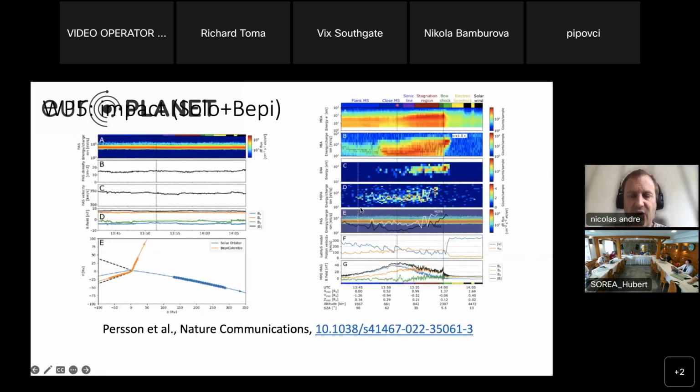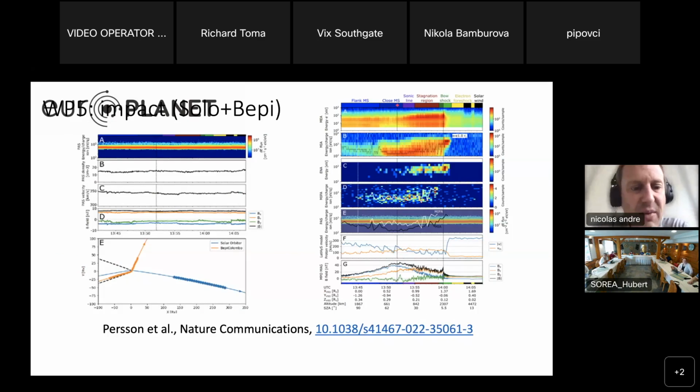We had also at that time, during the program, the flyby of Venus by Bepi Colombo and Solar Orbiter. It's not a dual flyby, but it's almost a dual flyby because there was only one day between the two flybys. And it was very interesting for us because at the same time, you could use either Bepi Colombo as a solar wind monitor for Solar Orbiter at Venus, or Solar Orbiter as a solar wind monitor for Bepi Colombo flying by Venus.